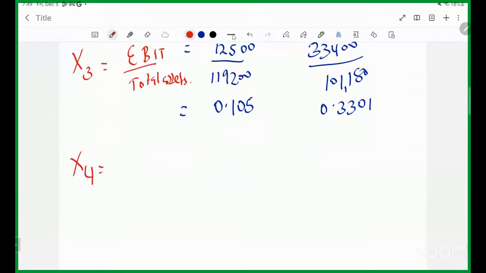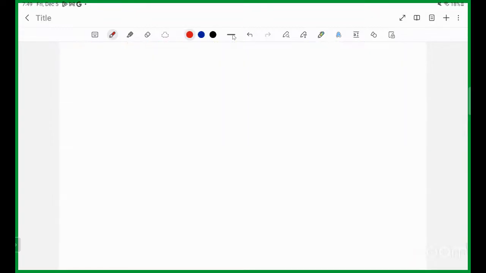X4 is market value of equity over total liabilities. Now, I want us to understand how we get the market value. This is a small trick, but it's also not a trick. You go down and we compute the market values.